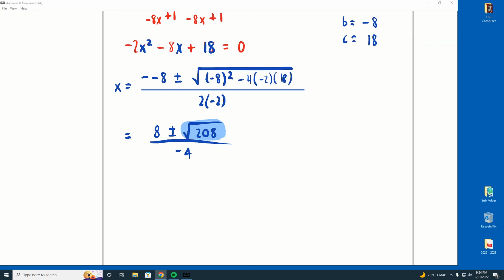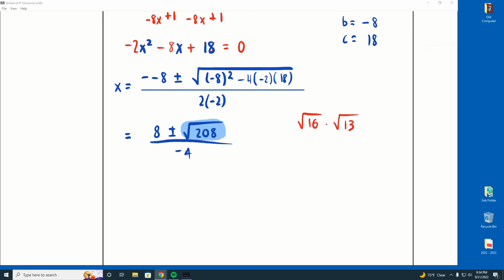Okay, ready? Go. 208 divided by 100. Definitely doesn't work. 208 divided by 81. Nope. 208 divided by 64. Nope. 208 divided by 49. Nope. 208 divided by 36. Nope. 208 divided by 25. Nope. 208 divided by 16. There it is, 13. 16 is the biggest perfect square, and it goes in there 13 times.